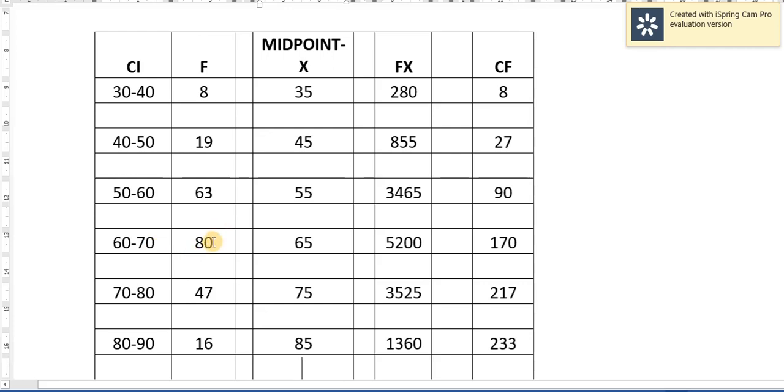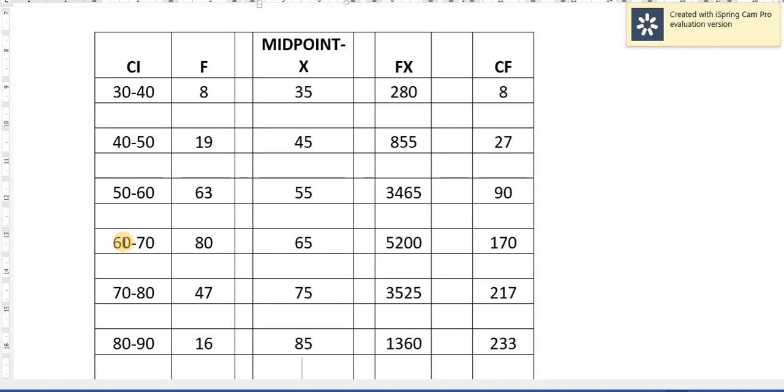This is f1, this is f0, this is f2. This is the lower limit of the class interval. According to the formula, Z is equal to L plus (F1 minus F0) divided by (2 F1 minus F0 minus F2), into I. If you take the same values as they are, then you will get the answer.